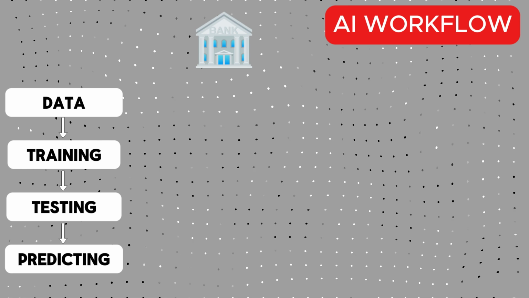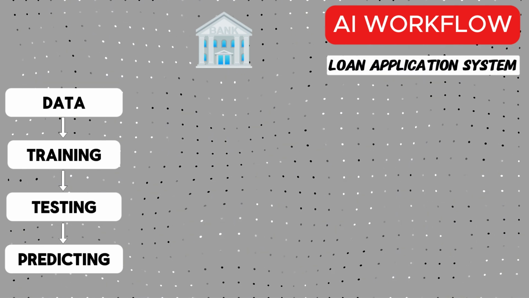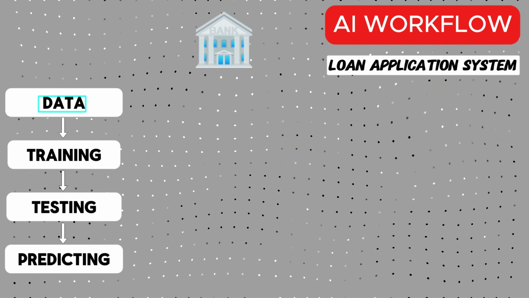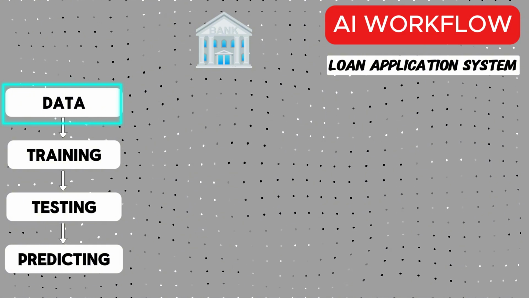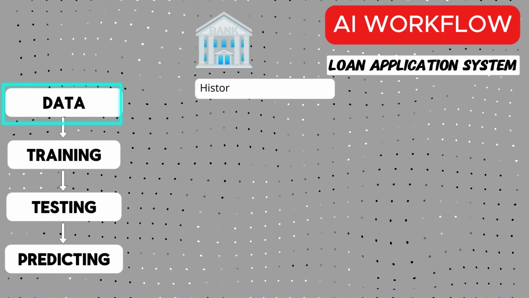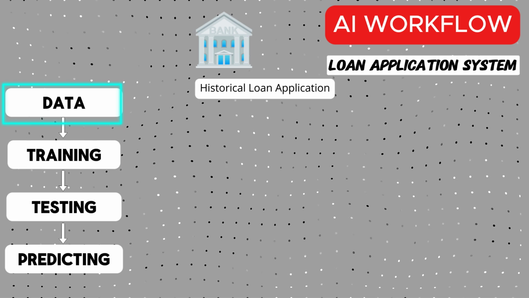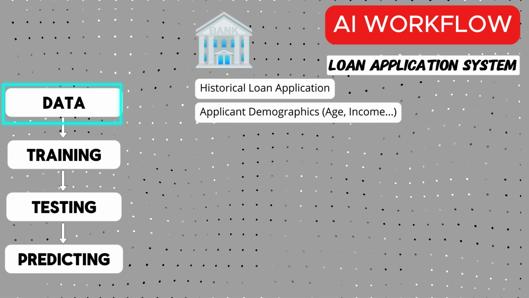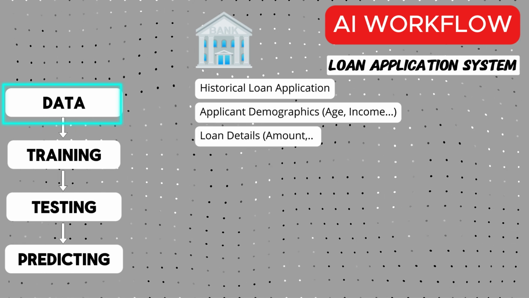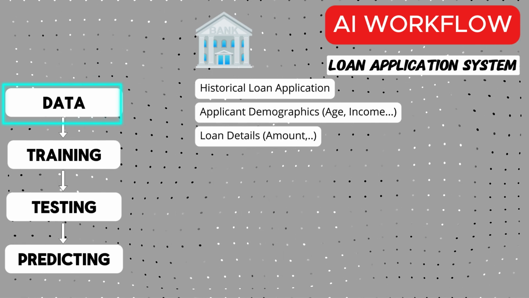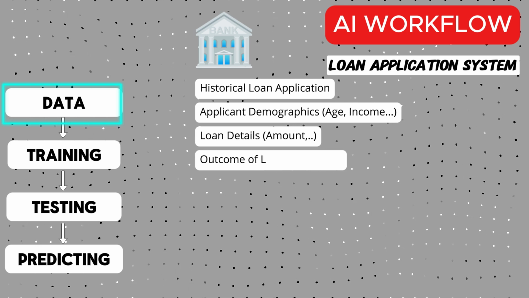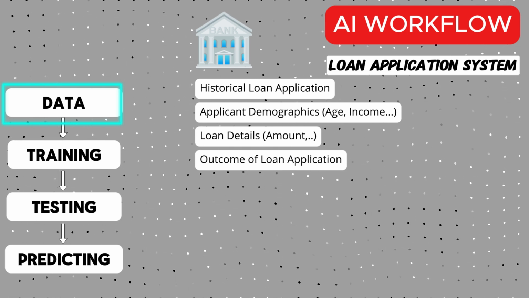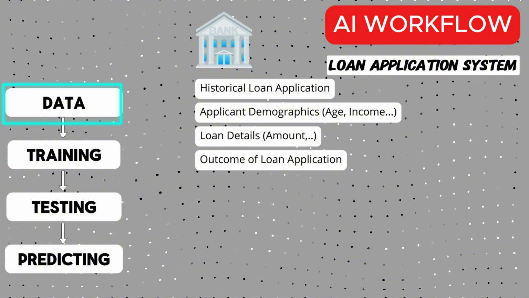Let's take a hypothetical use case and walk through the workflow. Let's imagine that a bank wants to use AI to build a loan application system. First thing you would need to do is gather data. This data would include all the historical loan applications. It will also include applicants' demographics, their age, income, credit score, loan details, what was the amount of loan requested, purpose, payment terms, and finally, what was the outcome of the loan. Was it approved, rejected, was it paid back on time, or was it defaulted?